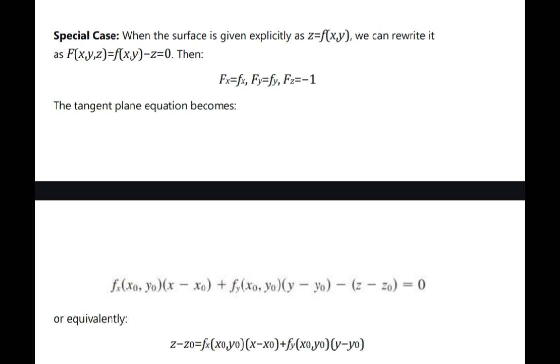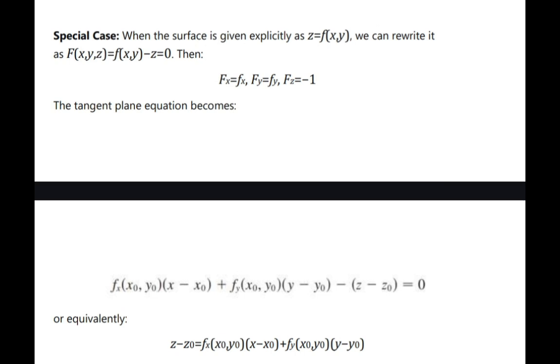In the book of Stewart, there is a special case for the tangent plane and normal line. The special case is when the surface is given explicitly as z = f(x, y), where it is only in two variables. We can rewrite it as F(x, y, z) = f(x, y) − z = 0. Then Fₓ = fₓ, F_y = f_y, and F_z = −1. We will see how to apply that later.